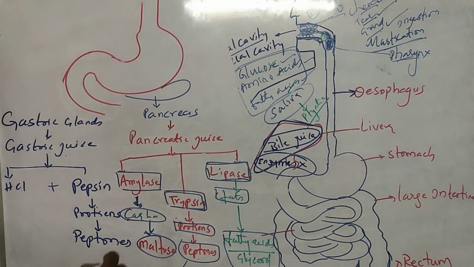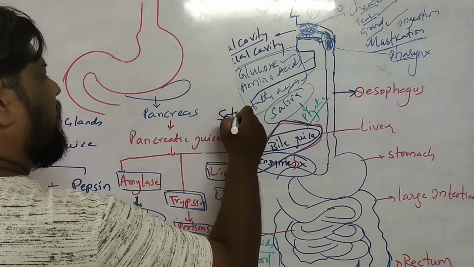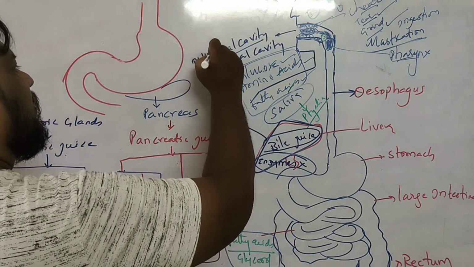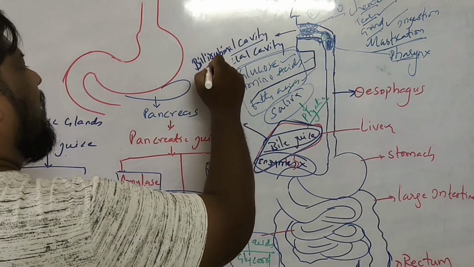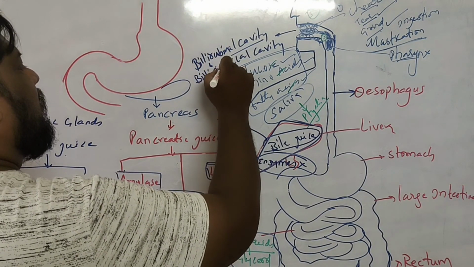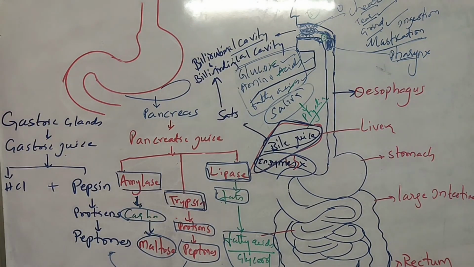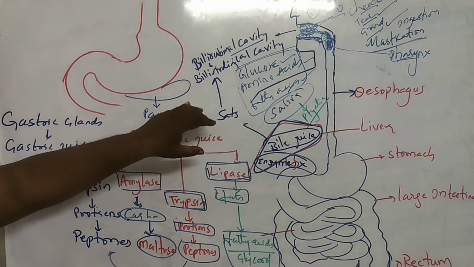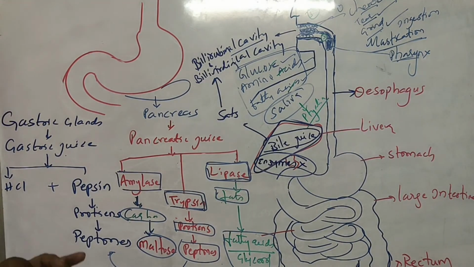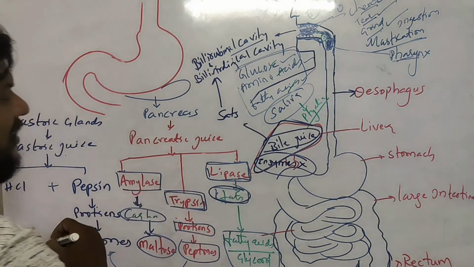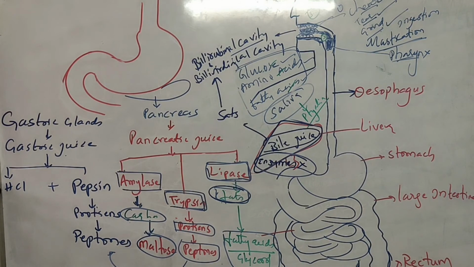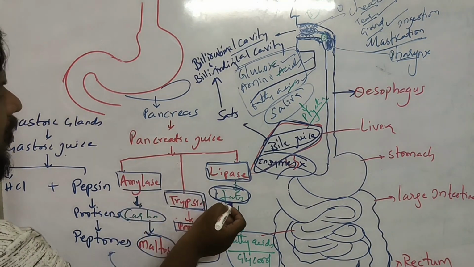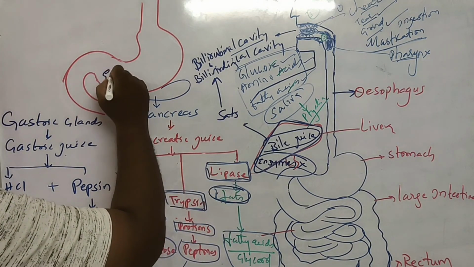So what is present in them? In the bile juice, there are salts present, and these salts are bilirubin and biliverdin. Both of them will act on the fats and convert them into very, very small globule-like structures. This process of conversion of the fats into small globule-like structures is called emulsification.